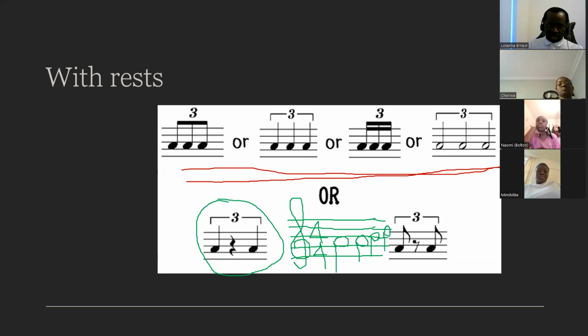So this one now, let's say you have this, and then they put it here. Or even the rest can be there, but let's just use notes for now. But remember, it can be a rest, it can be a note. Now, look at this time signature. Will you say the notes are complete?